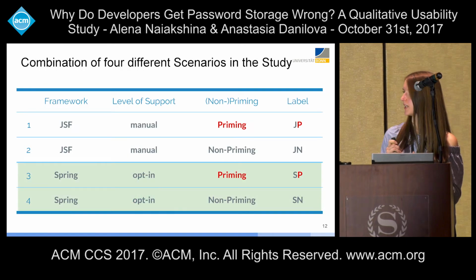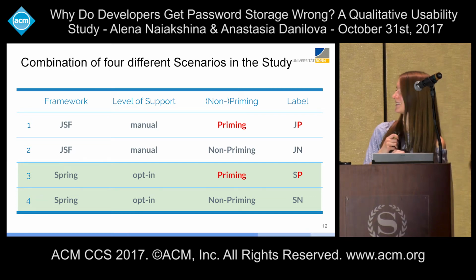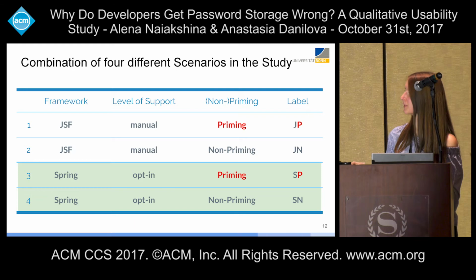Here you can see the combination of our 4 different scenarios. So JSF combined with priming, which is labeled JP, JSF combined with non-priming, which is labeled JN, Spring with priming SP, and Spring with non-priming SN. And all these scenarios were the groups we had in our study.